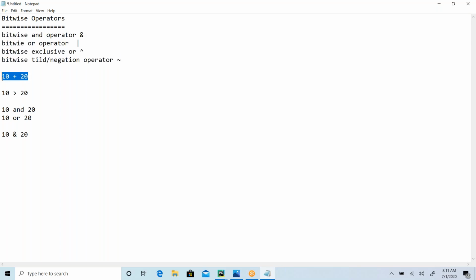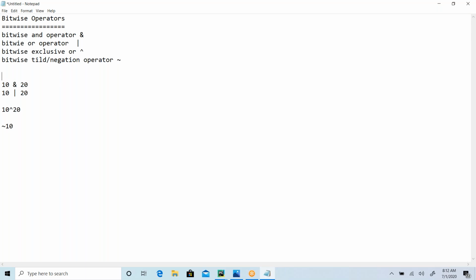So we are comfortable with the arithmetic operators, the relational operators, and the logical operators. Now we are going to look at the bitwise operators. Take the example of 10 and 20: 10 or 20, 10 exclusive or 20, and the tilde operator. Tilde is going to apply on a single operand. It's not a binary operator, it's just a unary operator. So tilde 10, something like that.